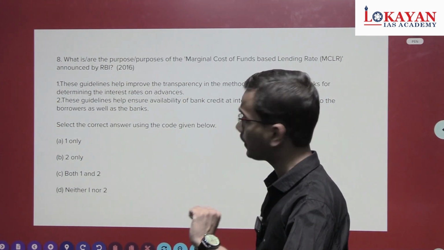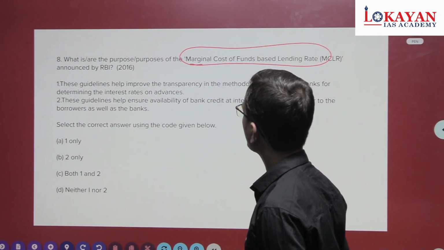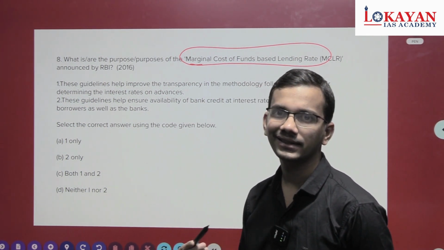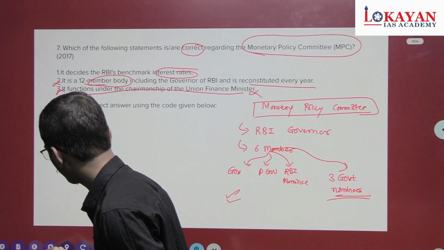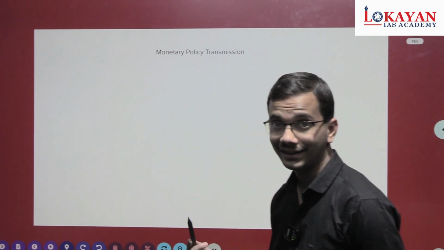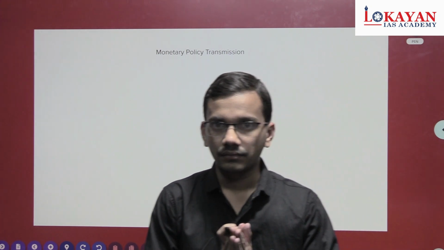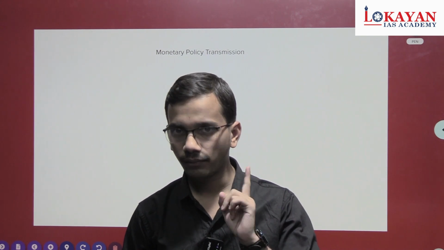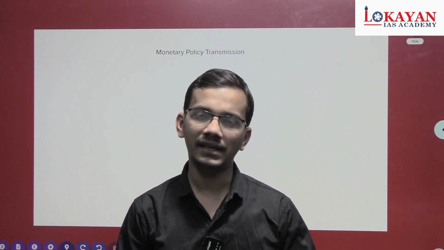Okay, very important topic. What are the purposes of marginal cost of funds based lending rate? Okay, prior to discussing this question, let's discuss MCLR, base rate, etc. Okay, before that, let's discuss monetary policy transmission. See, RBI has mandate to control inflation within the bound of 4% plus or minus 2% of CPI. So for that, RBI has to take various steps.